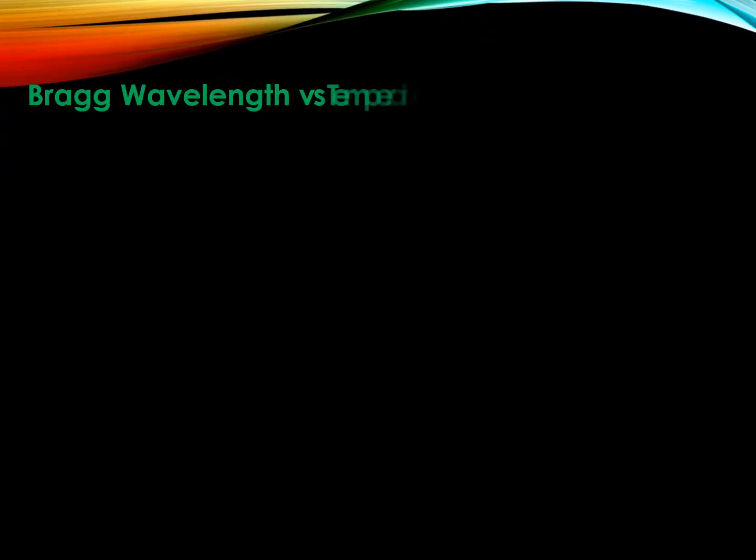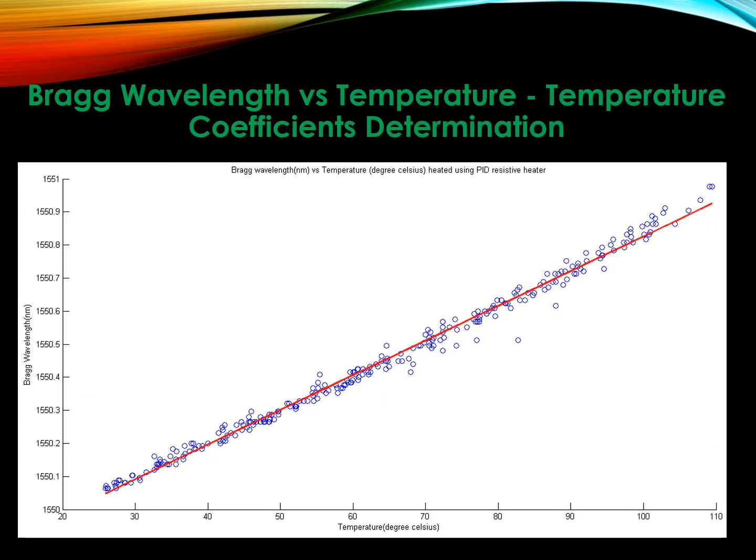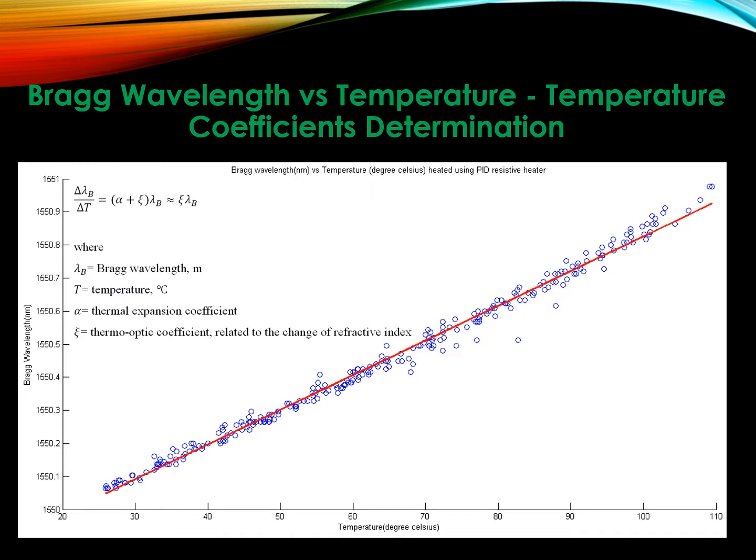The recorded Bragg wavelengths are plotted against the temperature. A linear least squares regression line is constructed to determine the FBG thermal optic coefficient. Thermal optic coefficient describes the change in FBG refractive index with an increase of 1 degree Celsius.